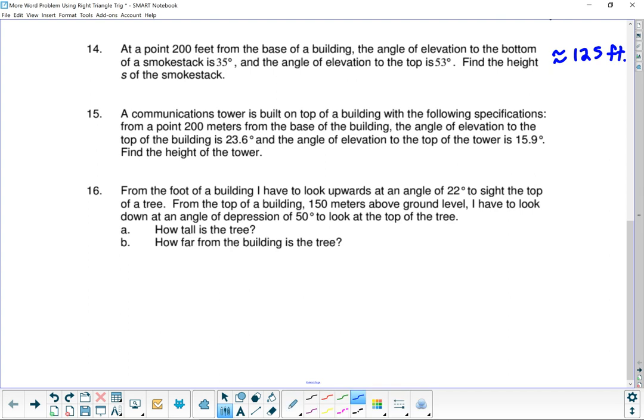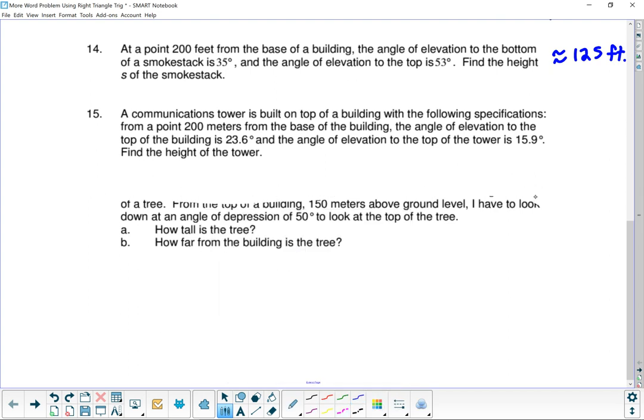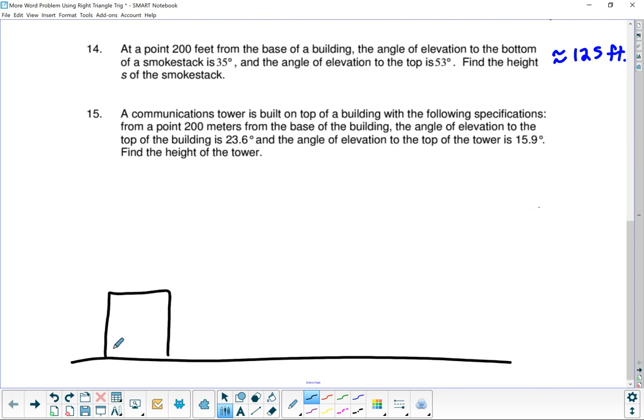Okay, 15. A communications tower is built on top of a building with the following specifications. Great, another one, huh? So here's a building, and then here's a tower.